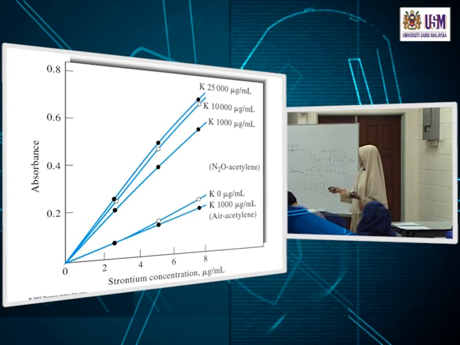So let's compare this plot, 1000 ppm potassium added, to this plot, and take a similar concentration. This black dot and this black dot, what can you tell me? This one, air acetylene with 1000 ppm. This one, 1000 ppm added. Same concentration of strontium, but a different flame, a high temperature flame. What is your conclusion?